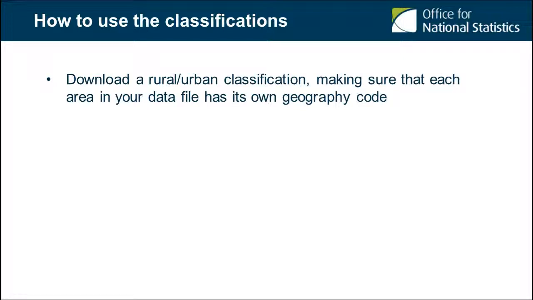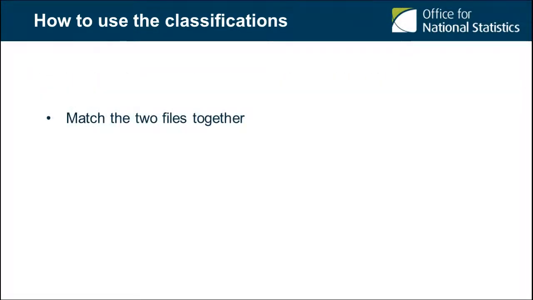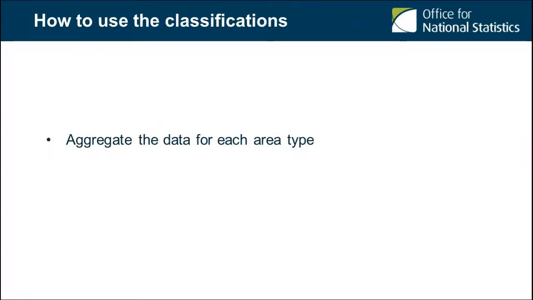Check that the data you want to work with have the same geography codes as those in the classification, although local authorities can be matched on names. Match the 2 files together, which can be done in Excel using VLOOKUP. Aggregate the data for each area type, which can be done in Excel using pivot tables.